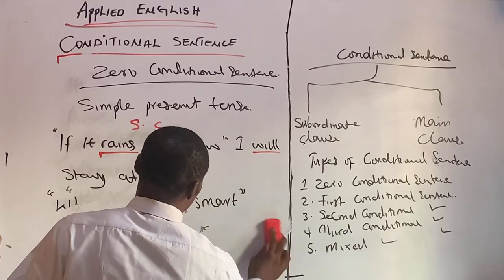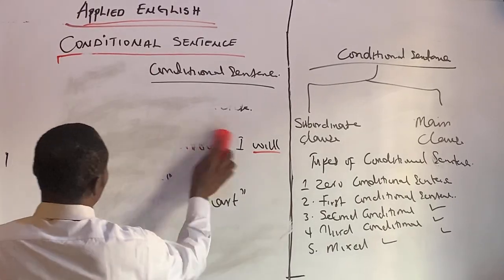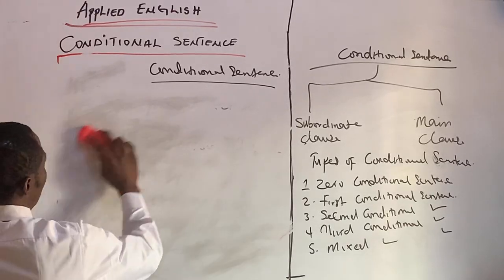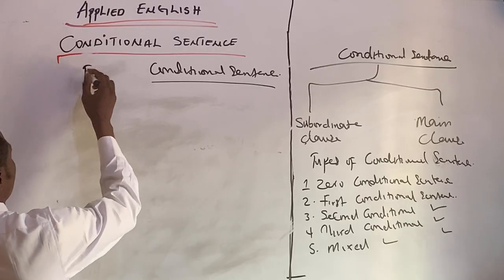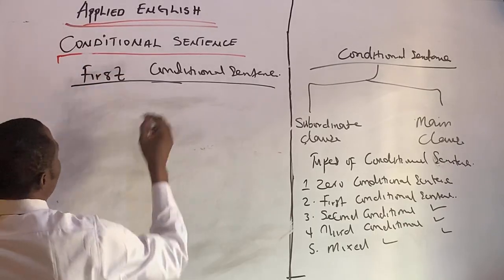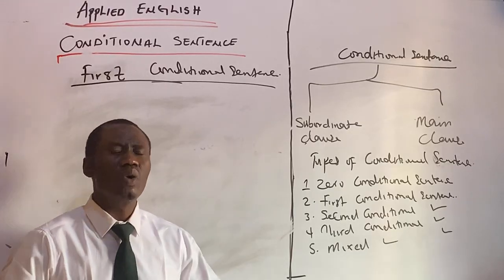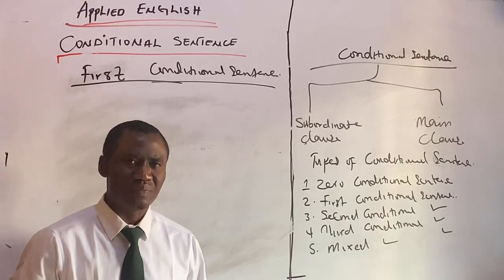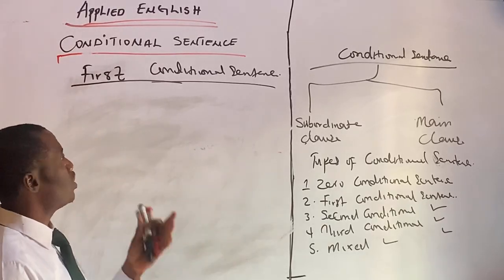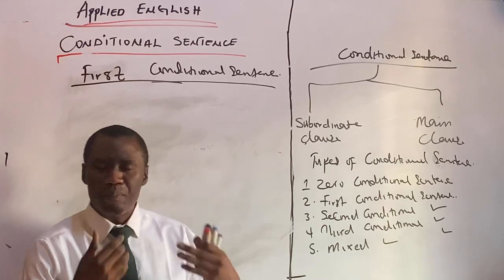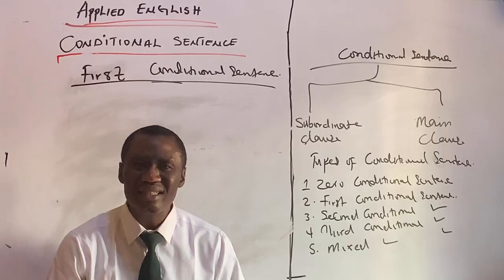The next one is the first conditional sentence, not clause, all right? First conditional sentence. So, the first conditional sentence simply refers to a possible hypothetical situation and its realistic outcome. I take that again. The first conditional sentence simply refers to a possible hypothetical situation and its realistic outcome.